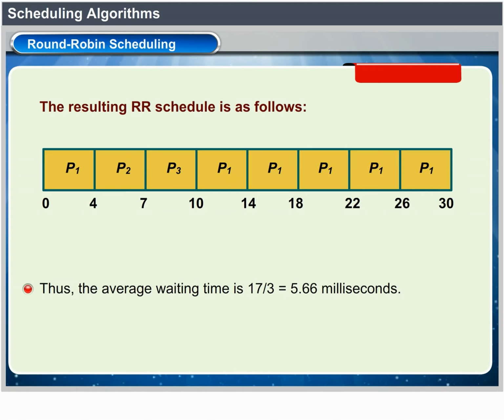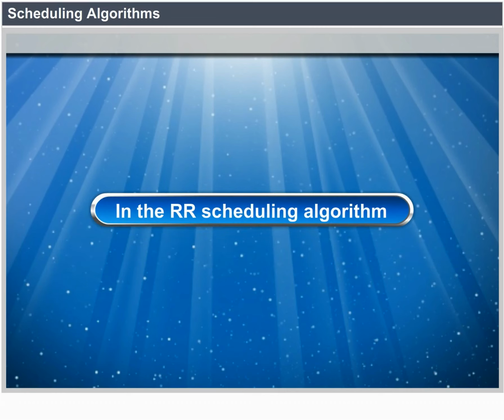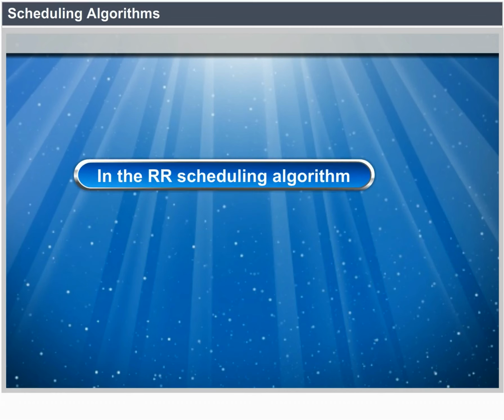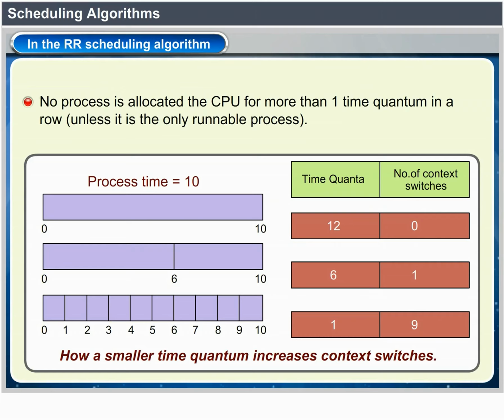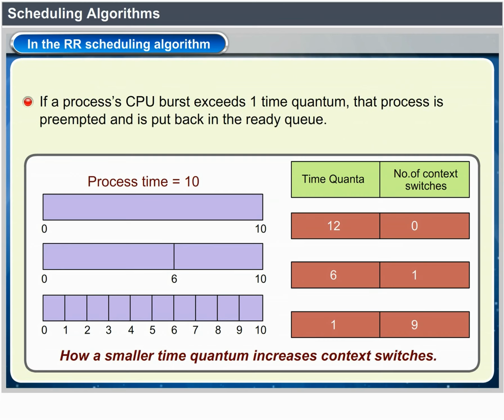In the RR scheduling algorithm, no process is allocated the CPU for more than one time quantum in a row unless it is the only runnable process. If a process's CPU burst exceeds one time quantum, that process is preempted and is put back in the ready queue. The RR scheduling algorithm is thus preemptive.